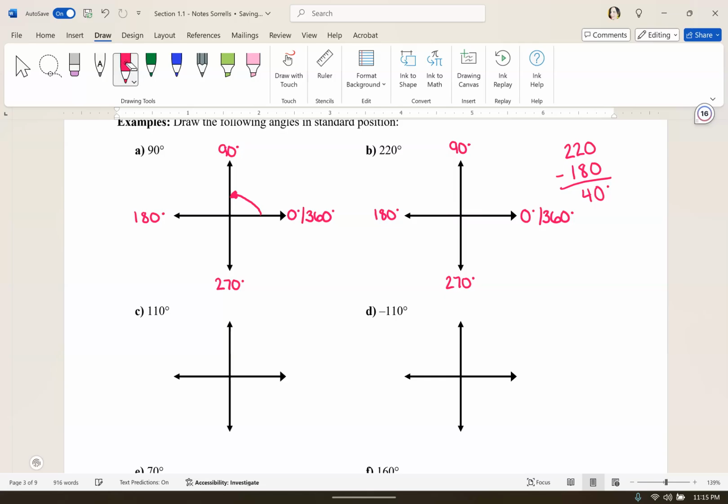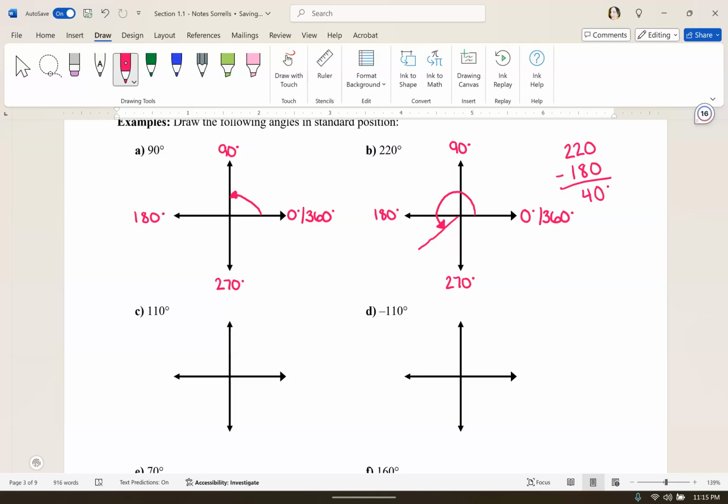So that's a little less than half, because half of 90 right here would be about 45. So I just want to probably draw a line that's a little less than half. So that would be half, so maybe about right there. And then I'm going to draw that I'm going in the positive direction. Okay, and then I want to do one more.